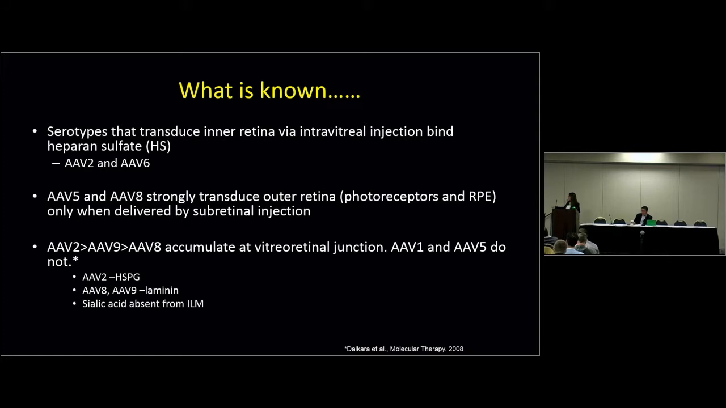So AAV2 binds heparan sulfate proteoglycan, which is very abundant in the inner limiting membrane. AAV8 can bind laminin, which is also present in the ILM, not to the degree that HSPG is. But AAV5 binds sialic acid, which is absent from the ILM, so you can see that there's a receptor biology component here. The capsid needs to be able to stick to that membrane if it's going to move past it and get into the retina.